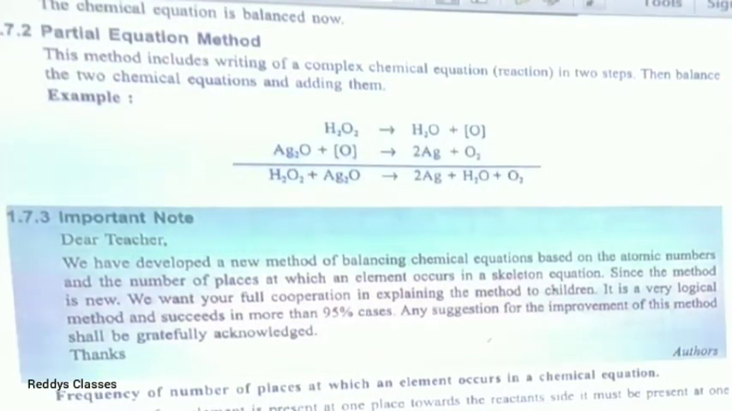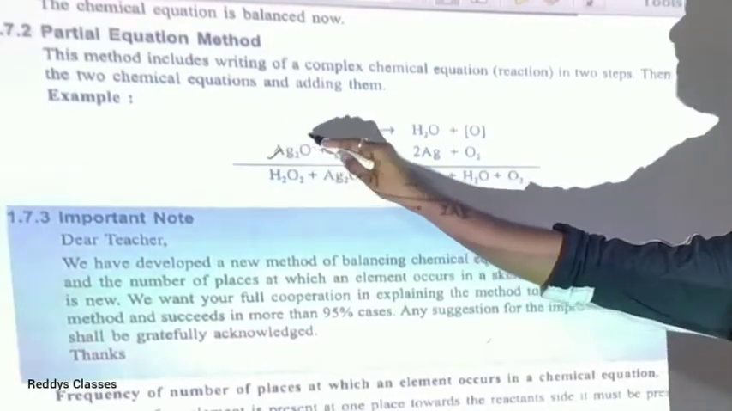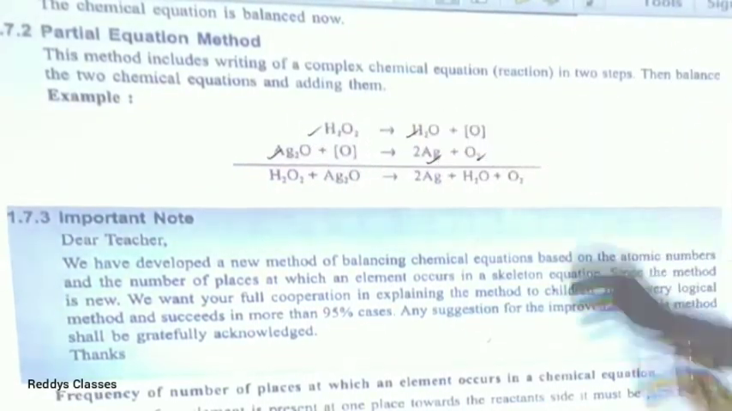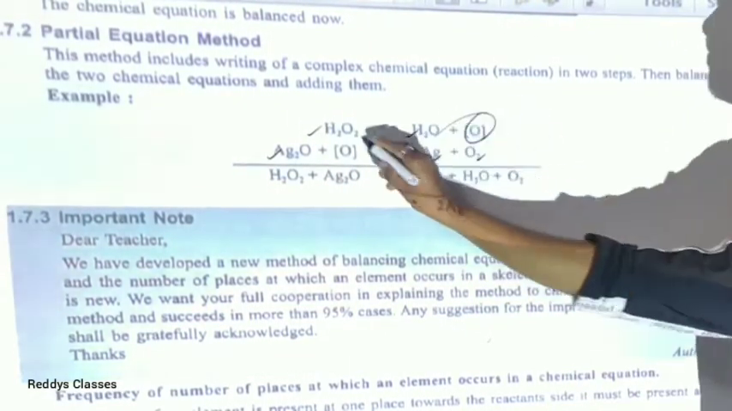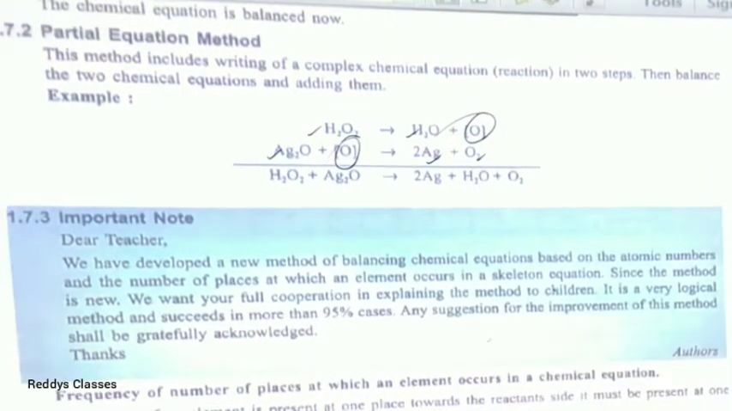First of all, there are 2 balanced equations given here. We are adding using the partial equation method. We just add the equations. See, this equation gets added up with this one, this adds with the whole one. And the leftover one is also oxygen. So this method is the new method. They have developed a new method of balancing chemical equations, based on the atomic number. It is based on the atomic number and the number of places at which an element occurs.